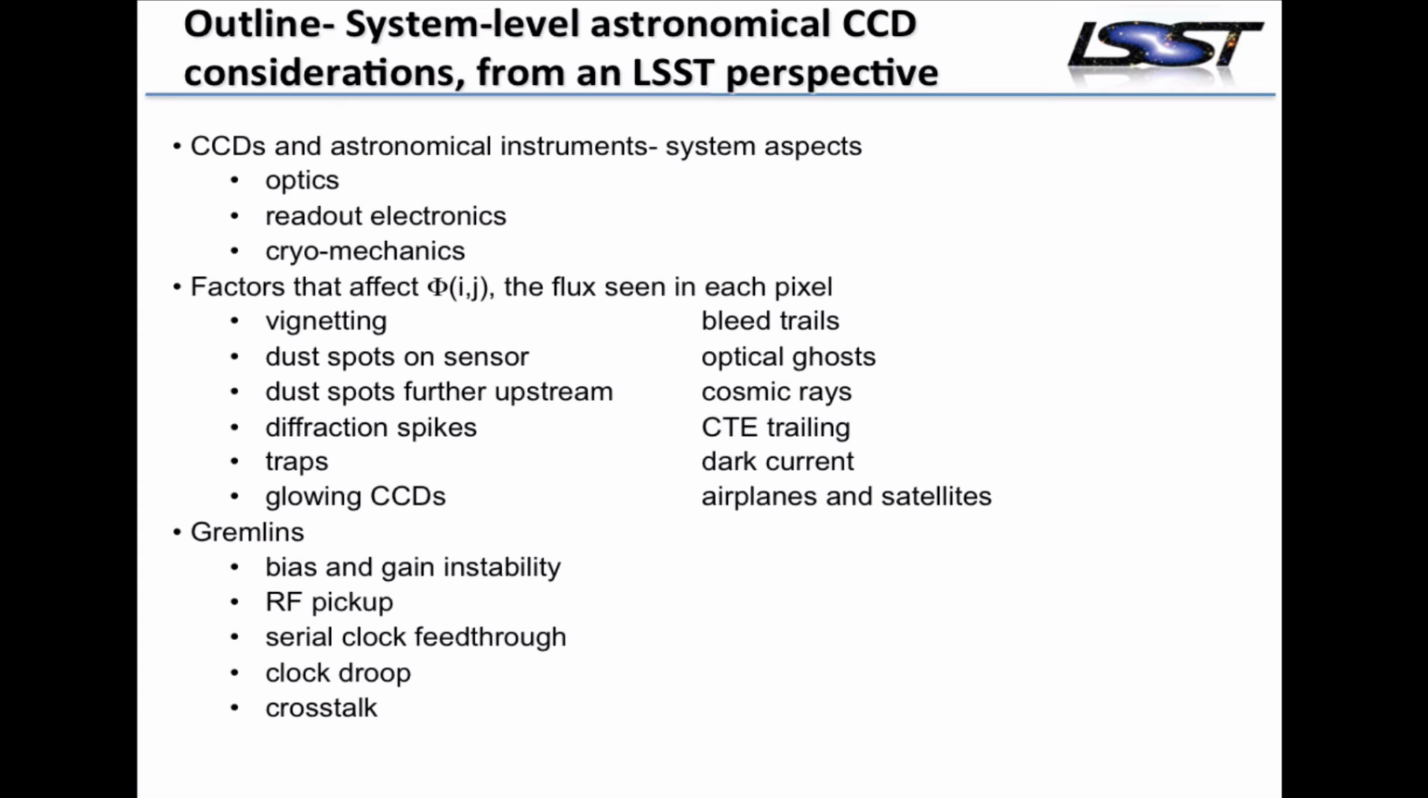Then we'll spend our time talking about things that either diminish or increase the flux in pixels compared to what is projected on them from the sky. So dealing with vignetting, dust spots, diffraction spikes, traps in the CCDs, glowing CCDs, bleed trails, ghosts, cosmic rays, charge transfer inefficiency, dark current, and a little bit about airplanes and satellites. And then at the end, we'll go through a rogues gallery of deficient images that exhibit these different features and see if we can identify those pathologies together.